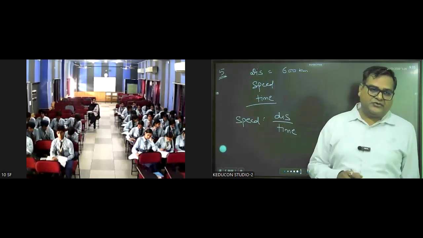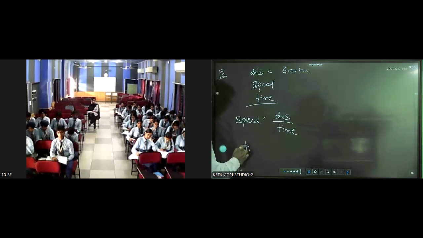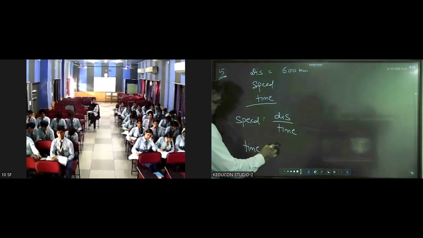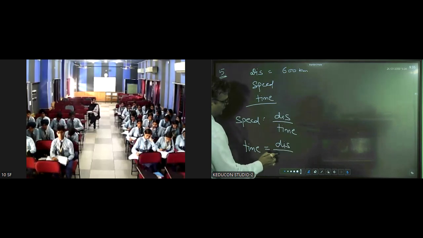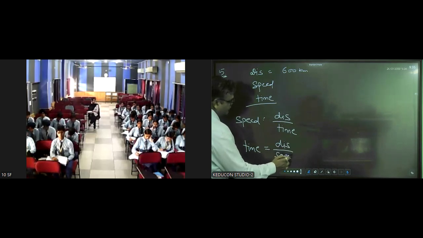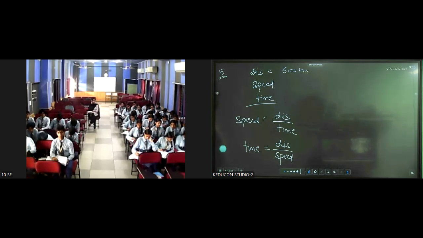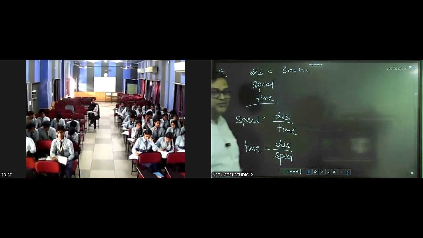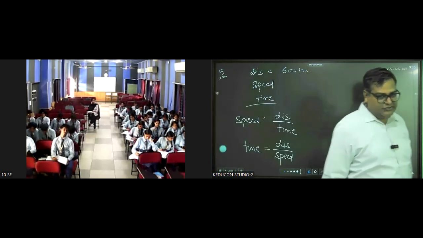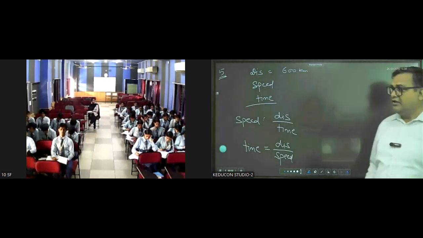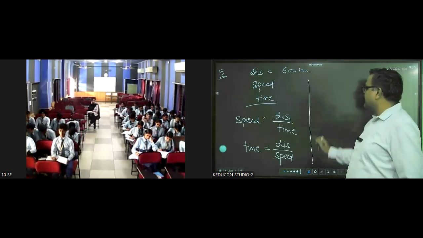Generally in this type of question, we use the modified version of the formula to find out the time. This formula we use in the majority of the questions. Please make note of this. Always use time is equal to distance upon speed. Right, children?